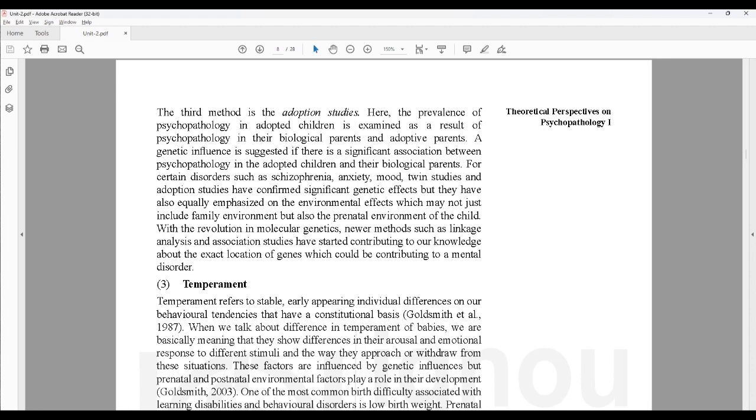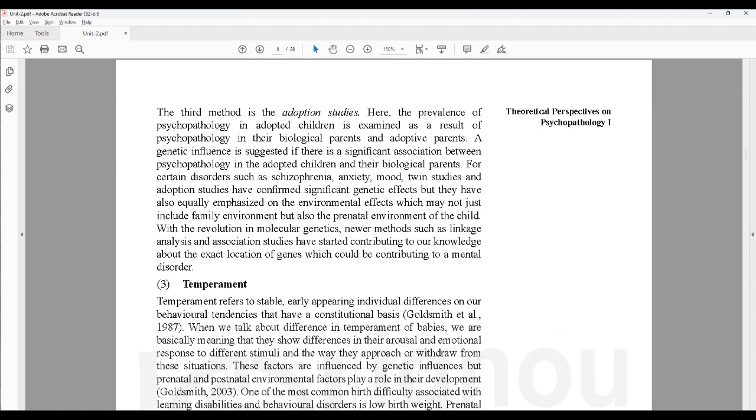3. Temperament. Temperament refers to stable, early appearing individual differences in our behavioral tendencies that have a constitutional basis. Goldsmith et al., 1987. When we talk about differences in temperament of babies, we are basically meaning that they show differences in their arousal and emotional response to different stimuli and the way they approach or withdraw from these situations. These factors are influenced by genetic influences, but prenatal and postnatal environmental factors play a role in their development.